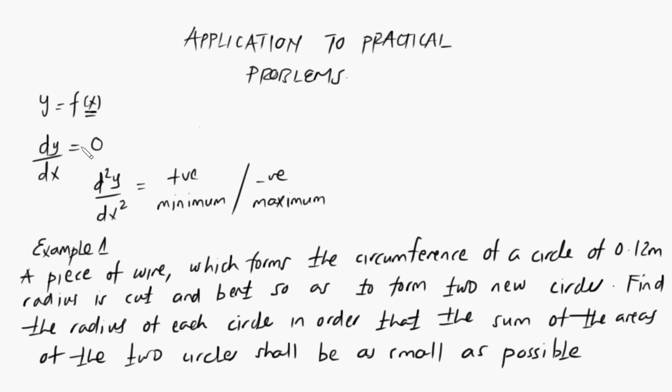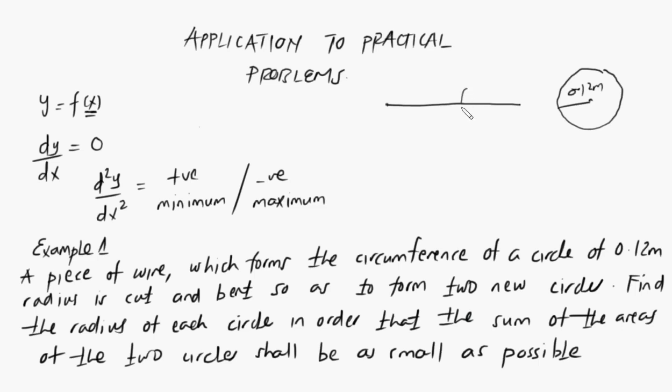So let's now use this concept to solve a practical problem. For example, this. It says a piece of wire, so we have this wire here, which forms the circumference of a circle of 0.12 meter radius. Someone has bent this wire to make a circle, and that circle has a radius of 0.12 meters.